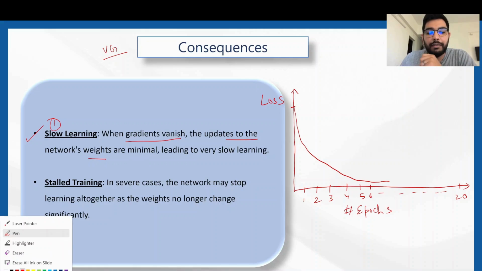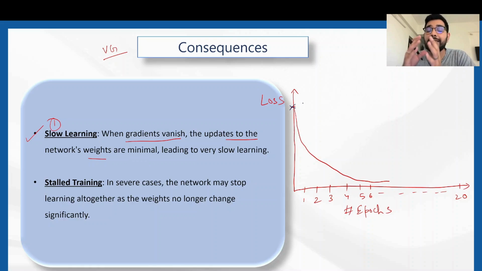Now, since we are facing a vanishing gradient problem in the second scenario, we'll be starting at the same point, which is this particular point of the loss. Since the weights or the parameters are being updated very slowly because the gradient is vanishing with each back propagation, we see that the loss minimizes very slowly and reaches its minimum, let's say, after the 20th epoch.